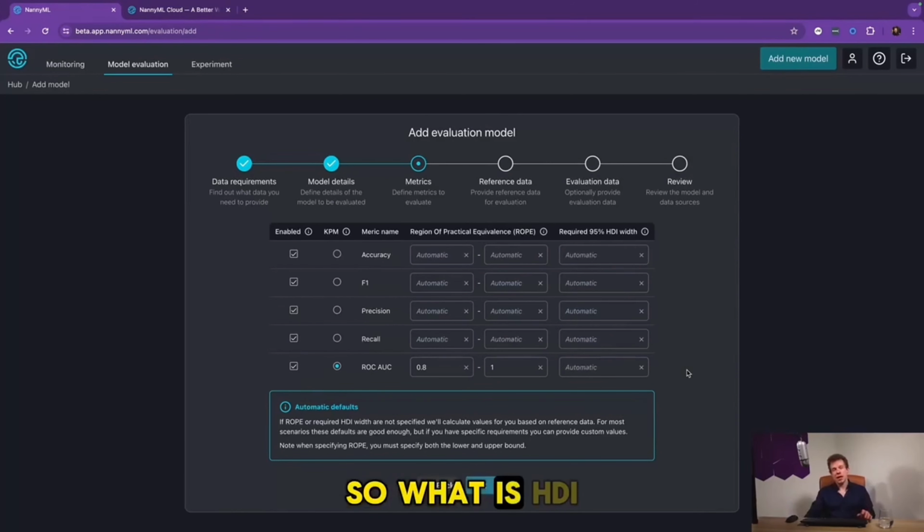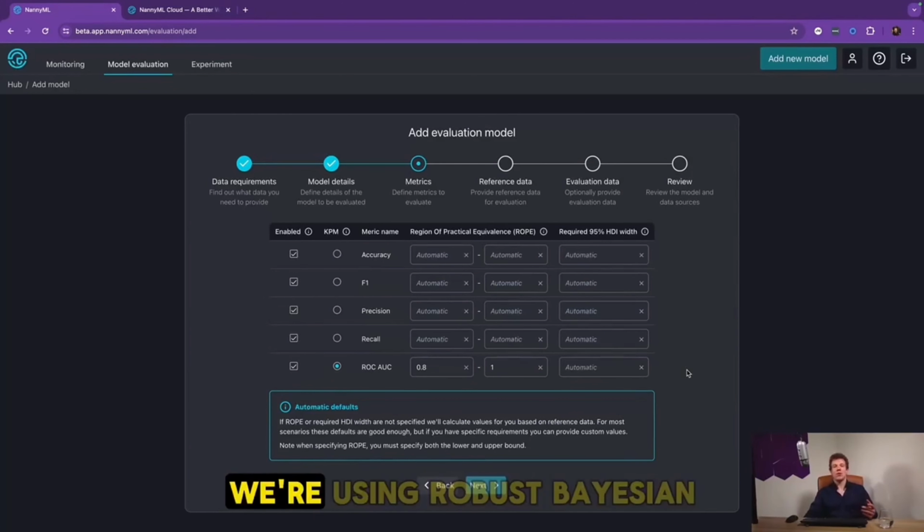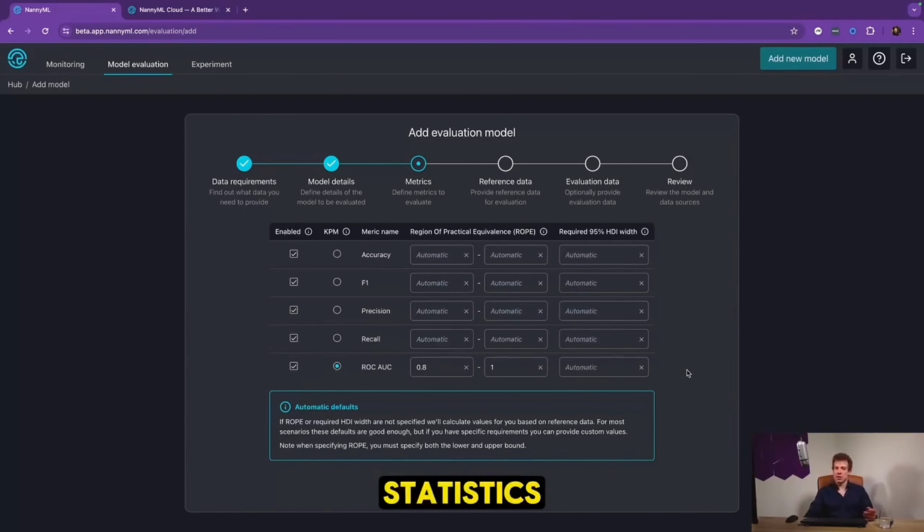So what is HDI width? Let's first define what HDI is. In our model evaluation framework, we're using robust Bayesian statistics to ensure that you get the information as early as possible, and you can actually trust the results of the experiment, of the pilot.